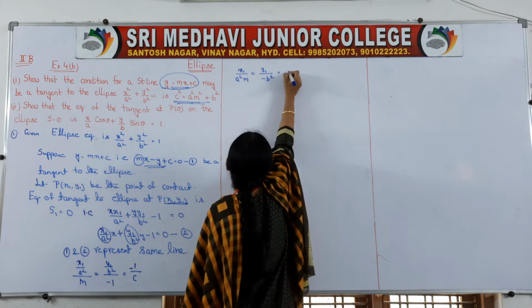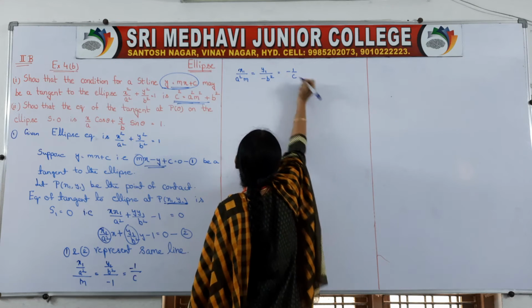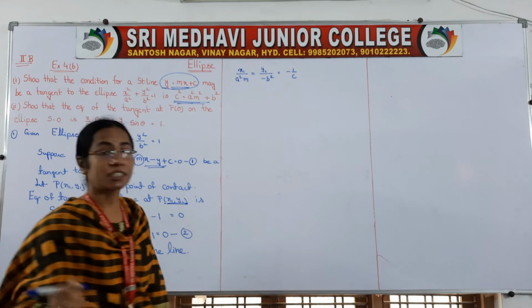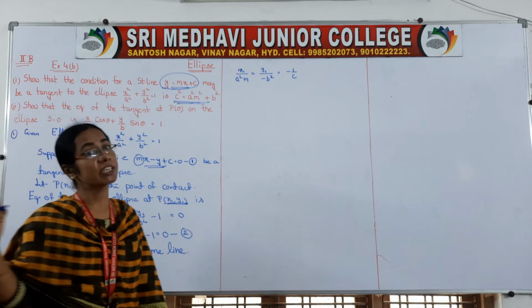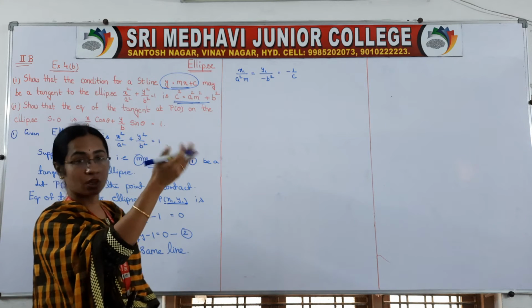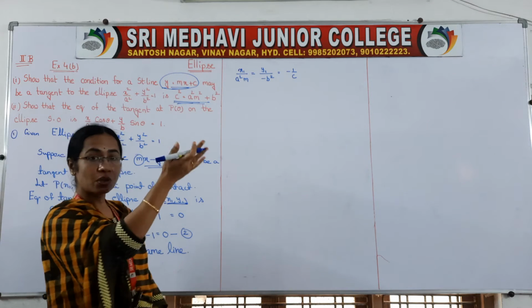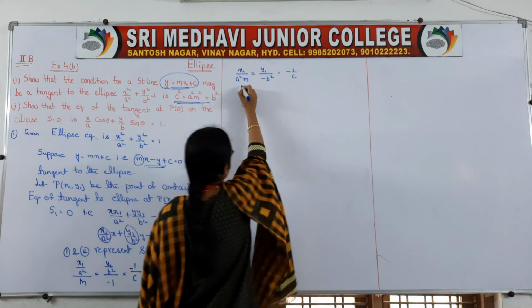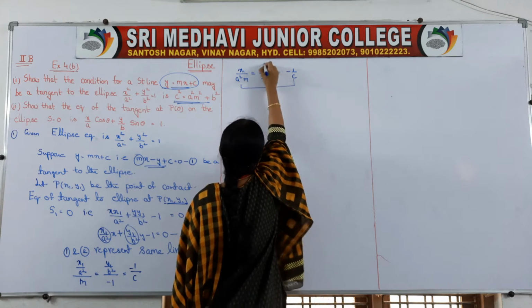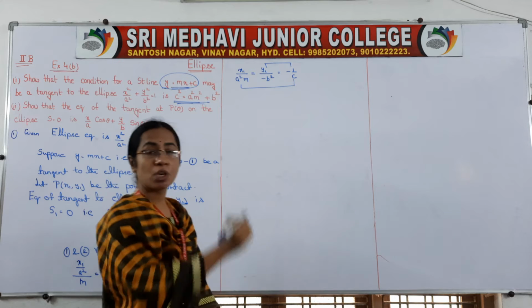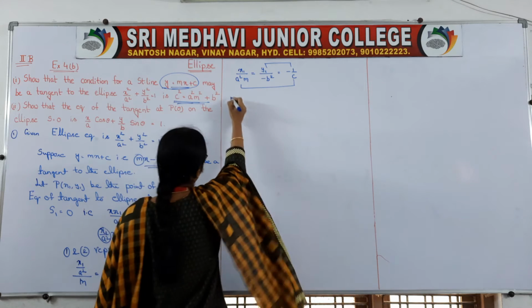So m is equal to minus 1 by c. So try to get x1, y1. How will we get it? The x1 term to constant, the y1 term to constant, you equate. Once you take these two, you will get your x1, y1.